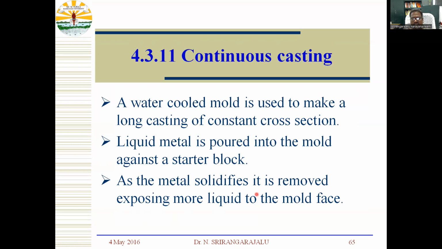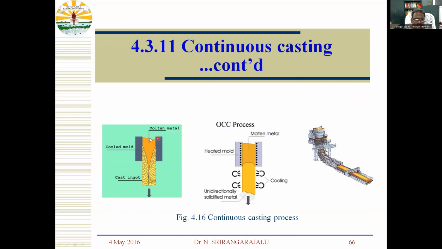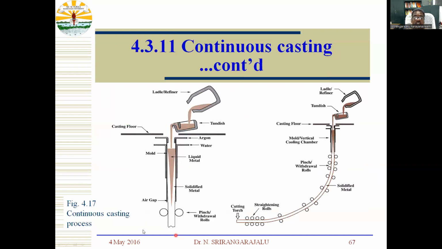In this continuous casting process, this is the molten metal, this is a cooled mold, and then they will have cast ingots. Cooling is provided and continuously it can be obtained, and you can obtain whatever length you want after the solidification. With the help of an oxyacetylene flame, we can cut the required size. This is a continuous casting process.